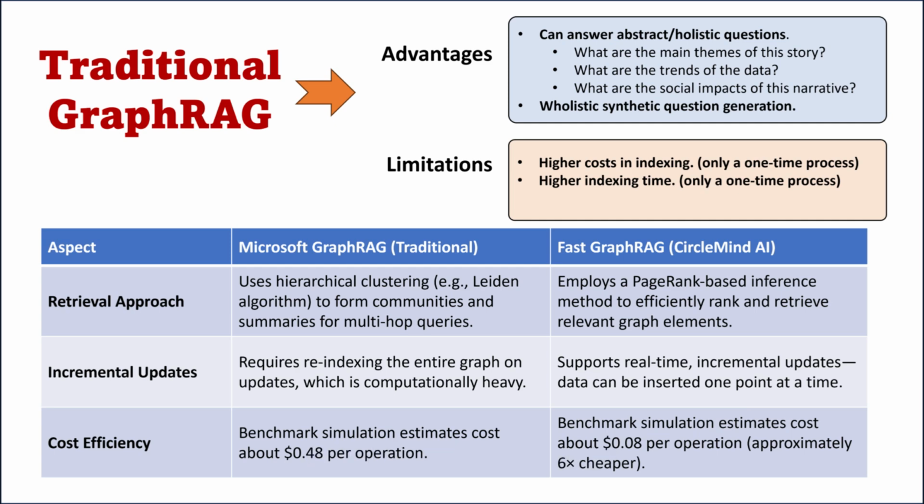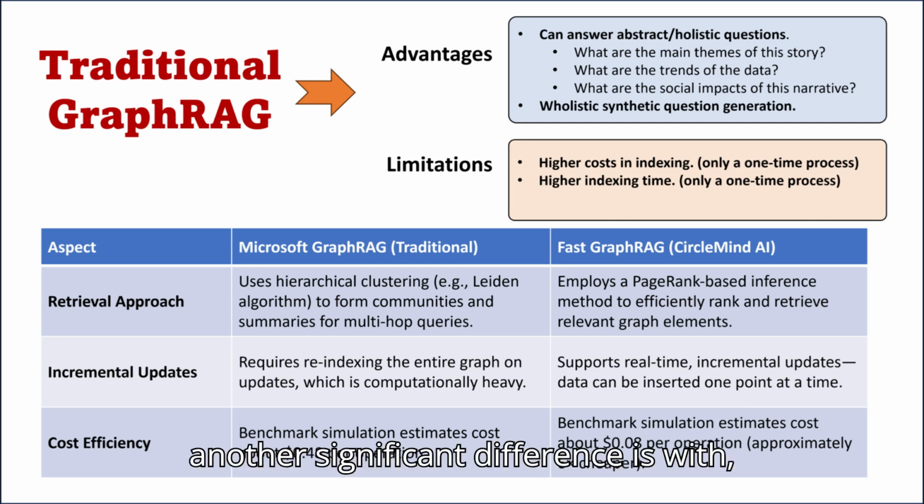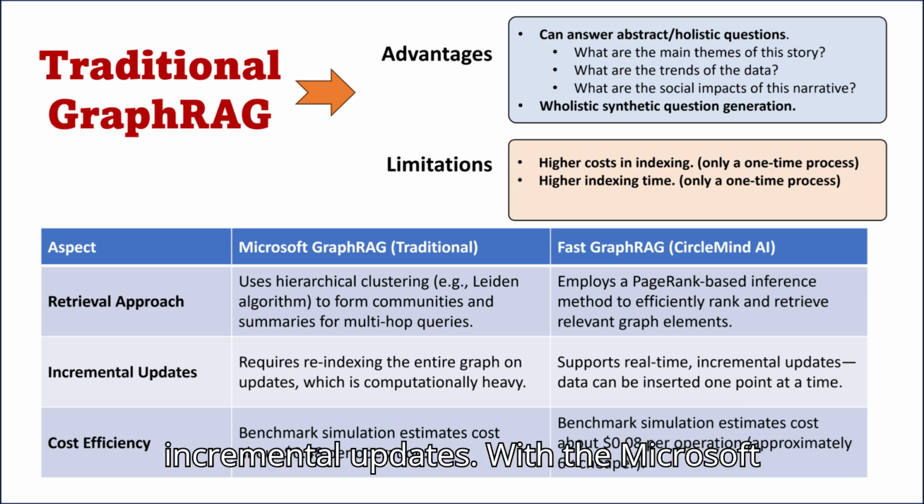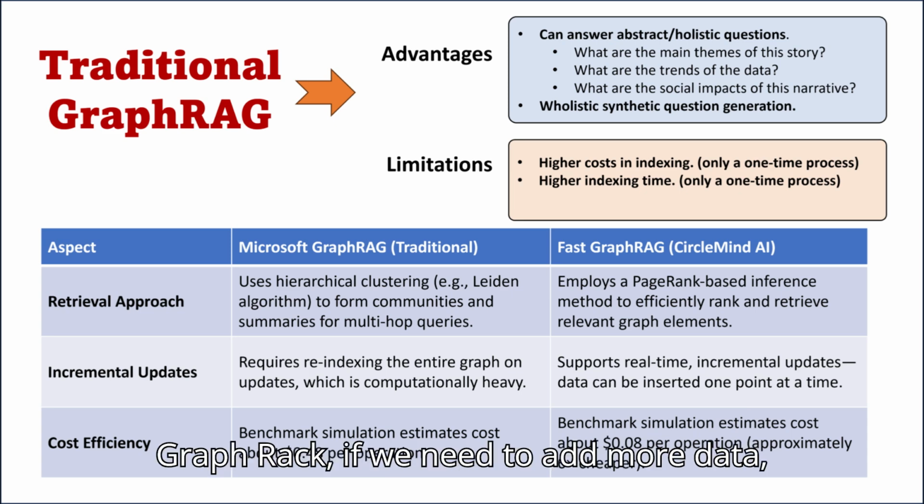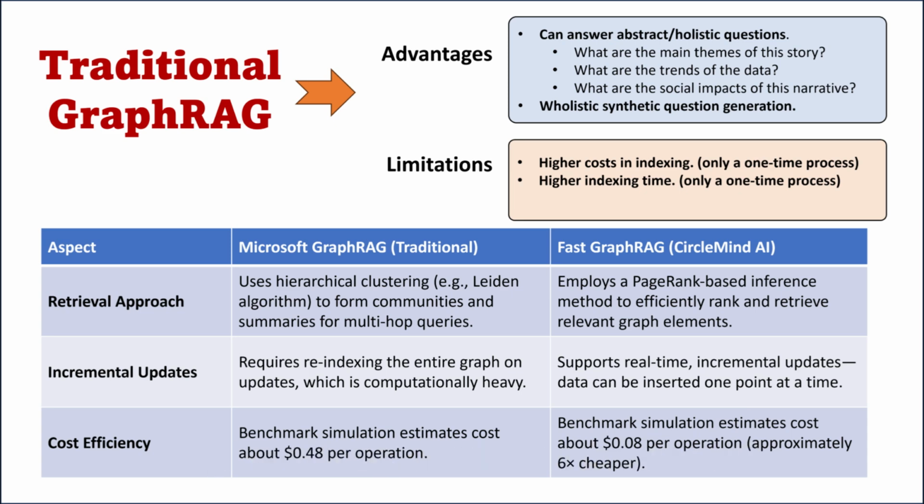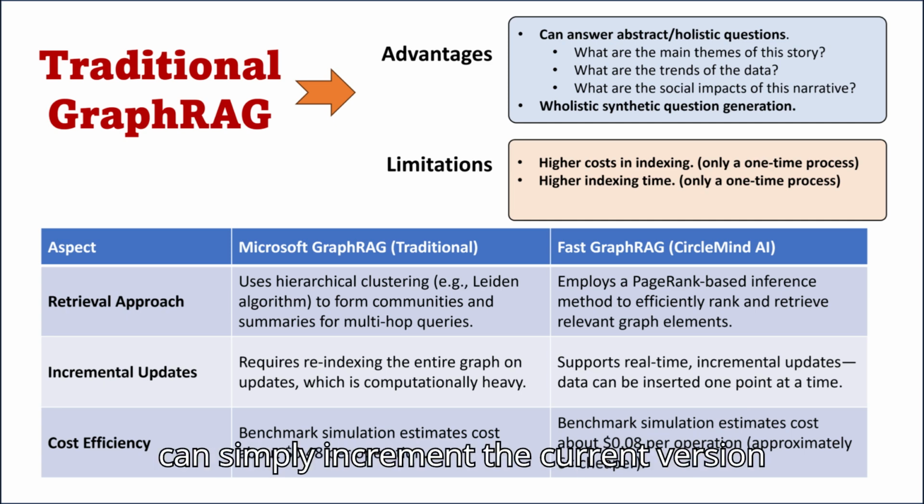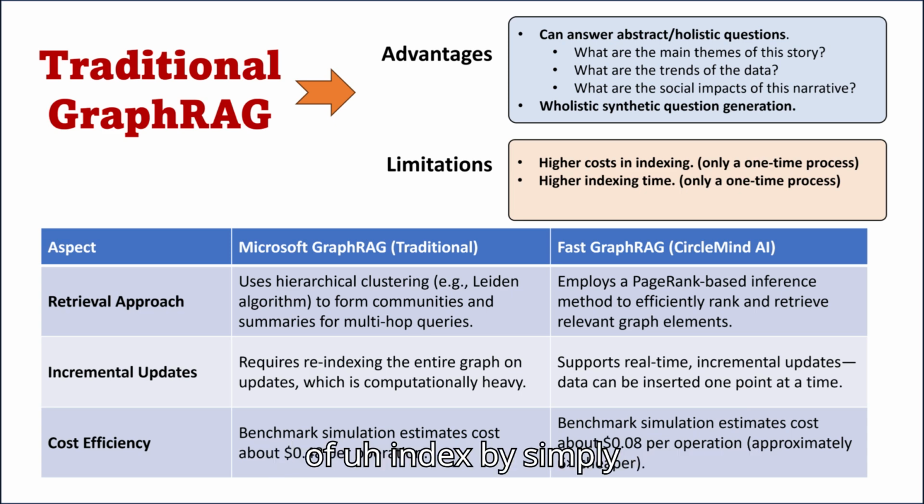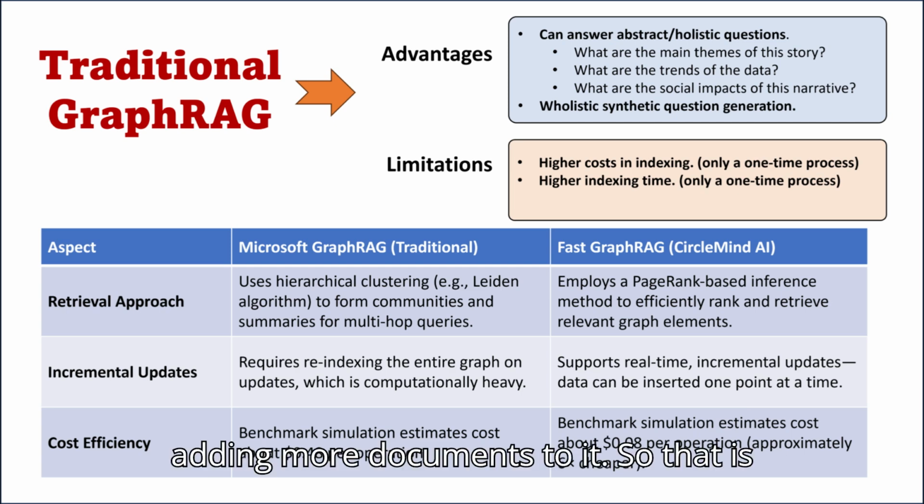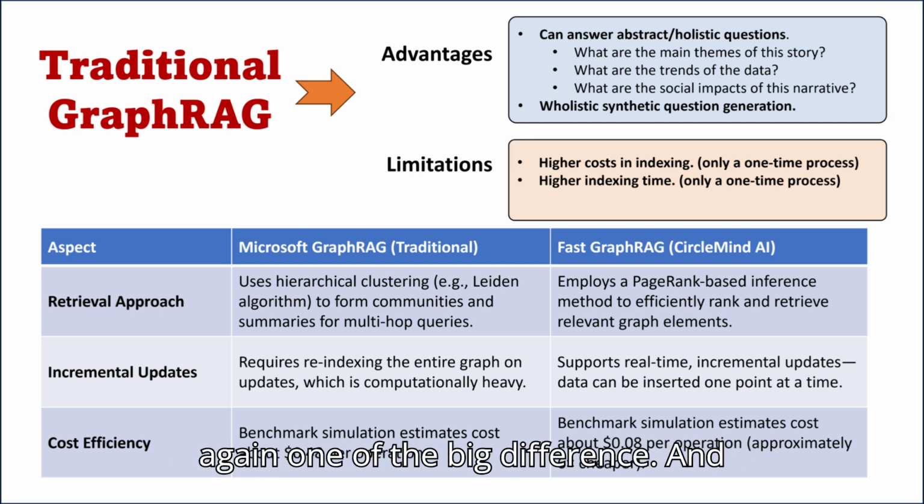Another significant difference is the incremental updates. With the Microsoft GraphRAG, if we need to add more data, we need to re-index the entire graph. So this doubles the time and cost required. But with fast GraphRAG, we can simply increment the current version of the index by simply adding more documents to it. So that is again one of the big differences.